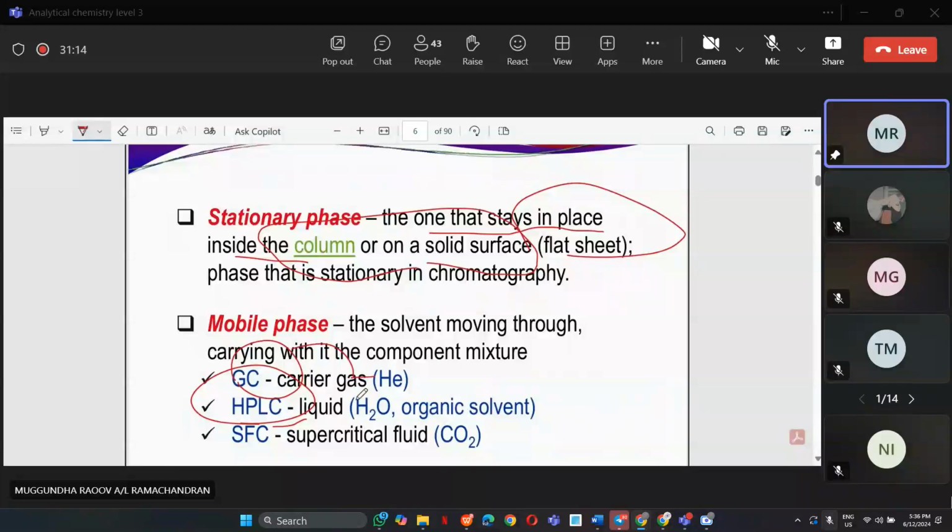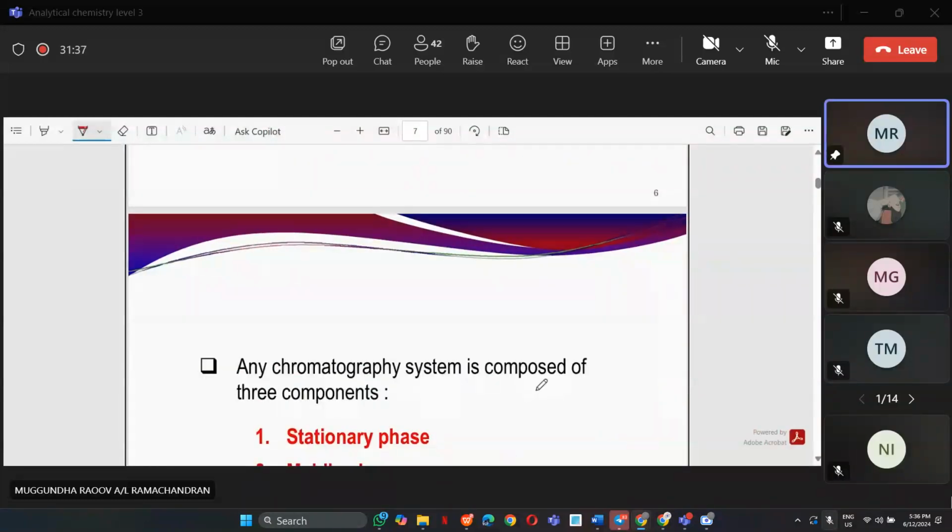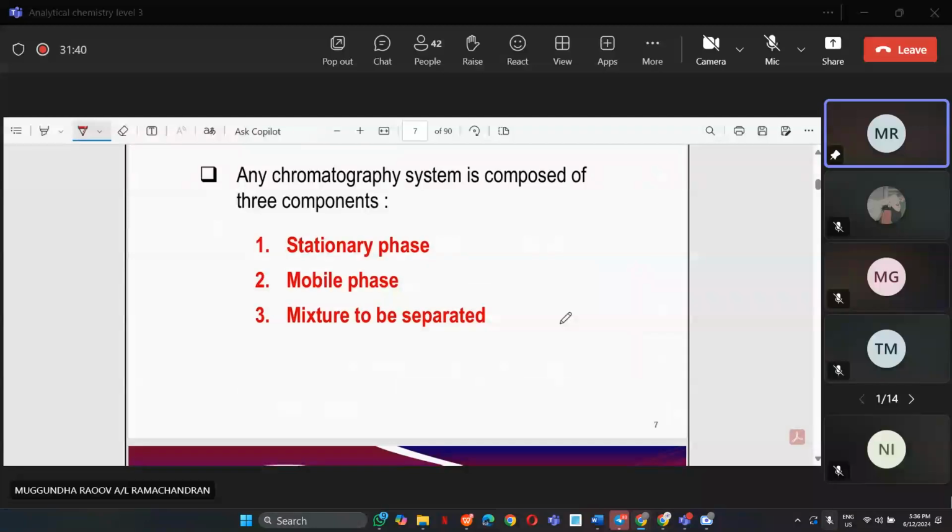Usually we don't run pure water. It's actually a combination, maybe 70, 30, like 70% water and 30% organic solvents such as methanol. So it's a combination, and we run that as a mixture. That is the mobile phase. Now, class, any chromatography system is composed of a stationary phase, a mobile phase, and the mixture to be separated. This is basically your sample.